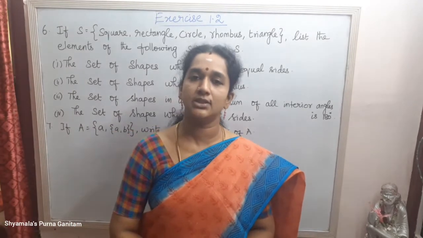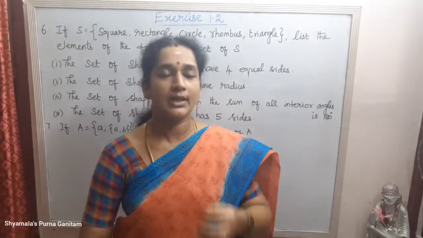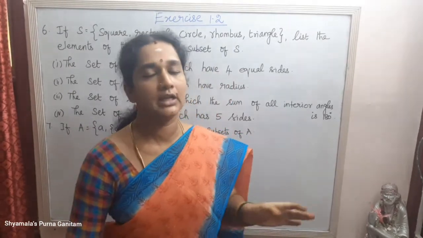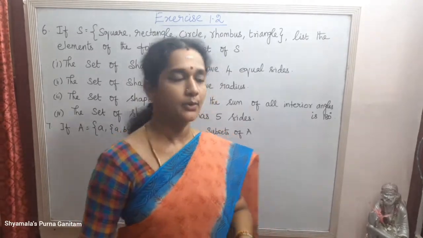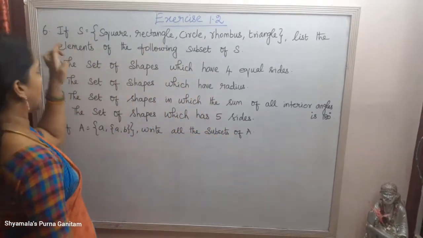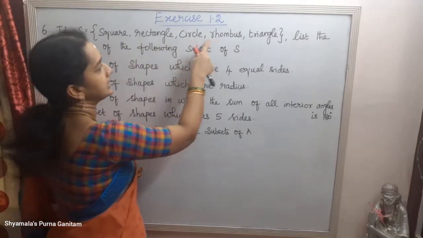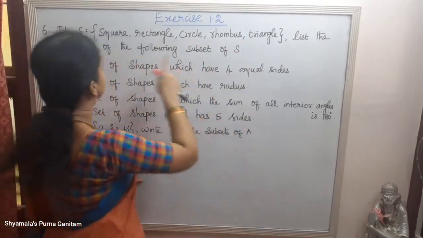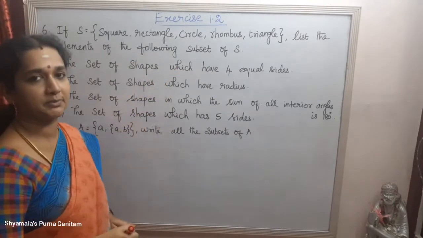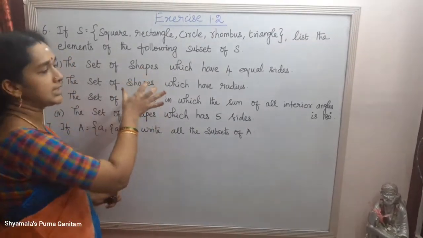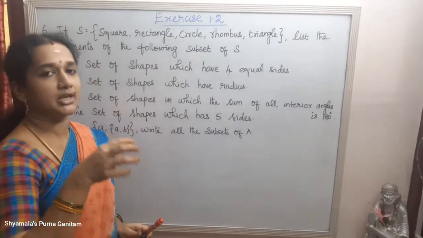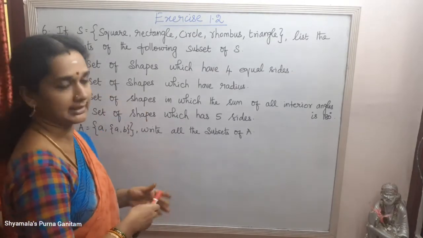So I am doing first chapter, set language. One exercise already I have completed. I am doing second exercise. Exercise 1.2, sixth sum: if S is equal to square, rectangle, circle, rhombus and triangle, list the elements of the following subsets of S. A few conditions are given for the subset. We are asked to find the elements of that subset.